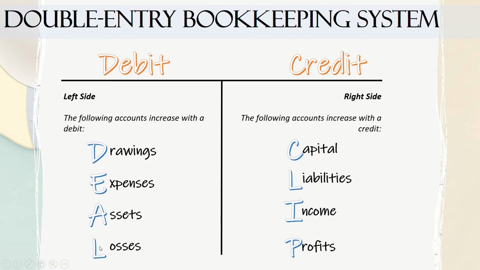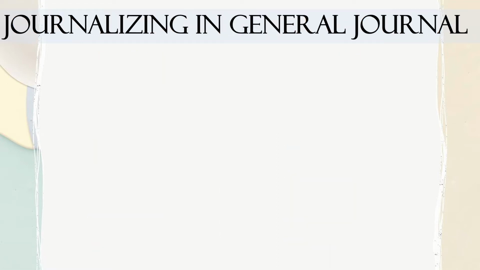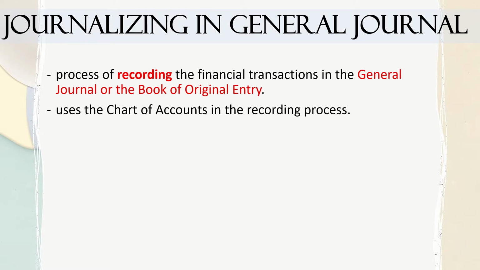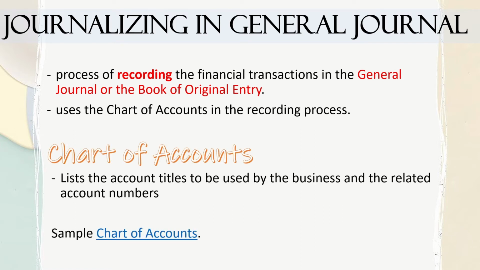Now that you are already familiar with the normal balances of each account, let's start journalizing transactions in the general ledger. So journalizing is a process of recording the financial transactions in the general journal or the books of original entry. So it uses the chart of accounts in the recording process, which is the list of account titles to be used by the business and the related account number.